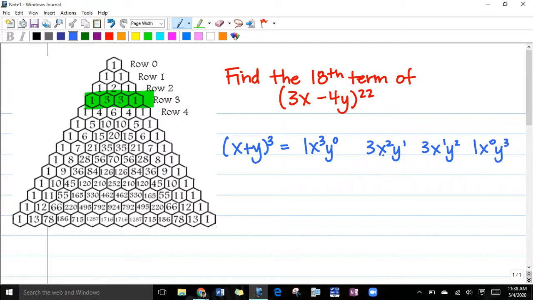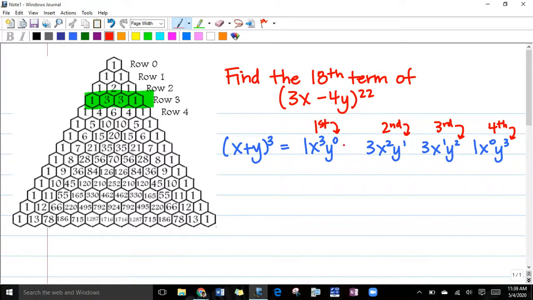Now, what I would like to do is compare each of these terms to what term number they are, thinking back to our sequences. So here's our first term, and our second, and our third, and our fourth. Because if I can notice a pattern here, then I won't have to write out the first 17 terms just to get to the 18th. So here's what I'm seeing. My first term has an exponent of y to the 0. My second term has an exponent of y to the first. Third exponent is y squared. Fourth is y cubed. So can we agree that the exponent is always 1 less than the term number?